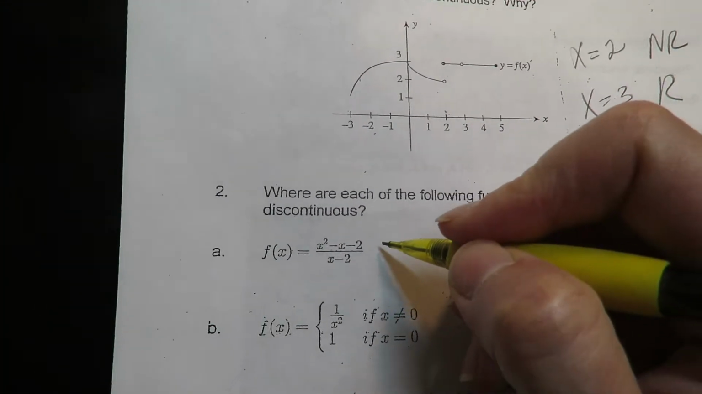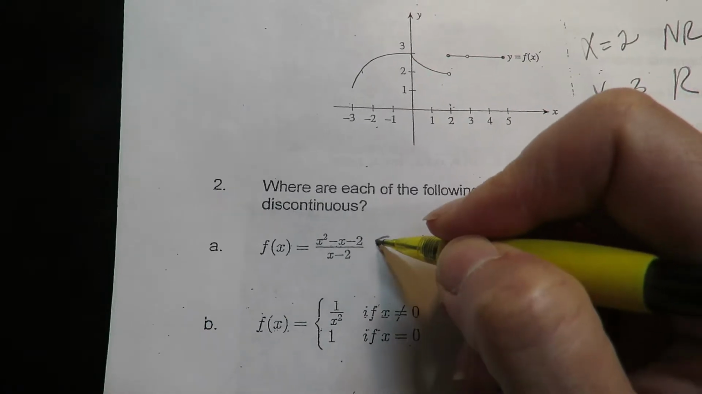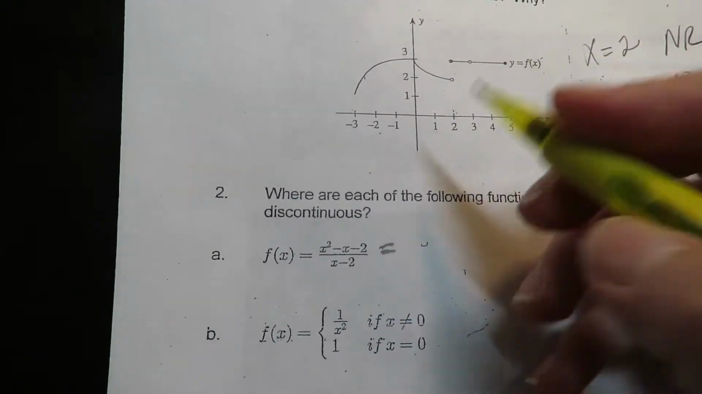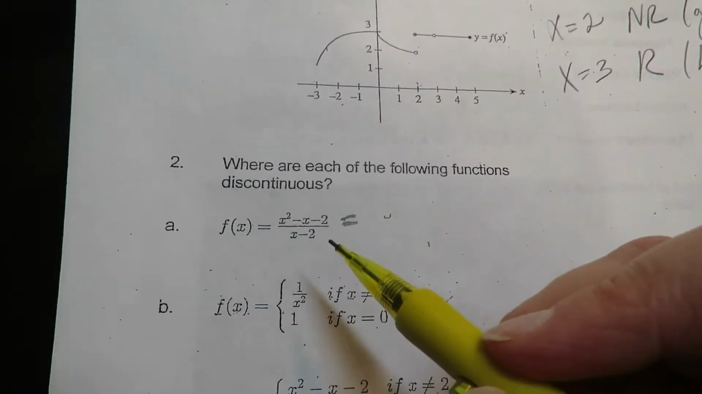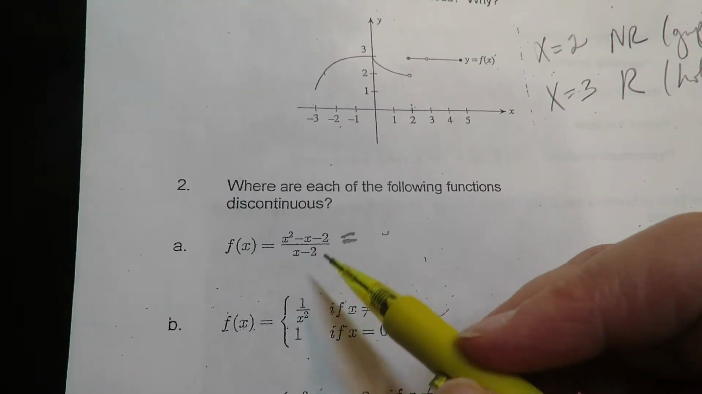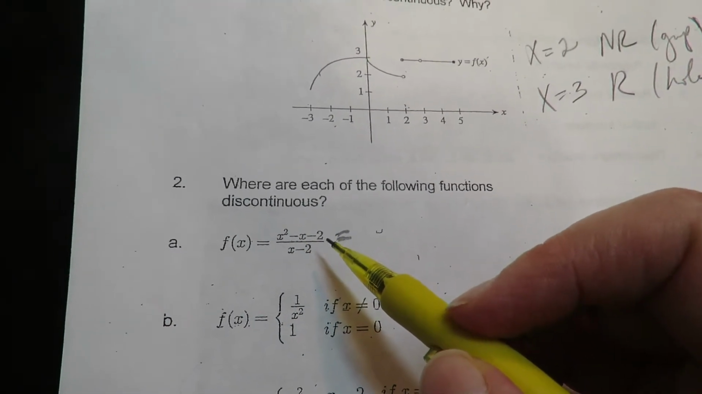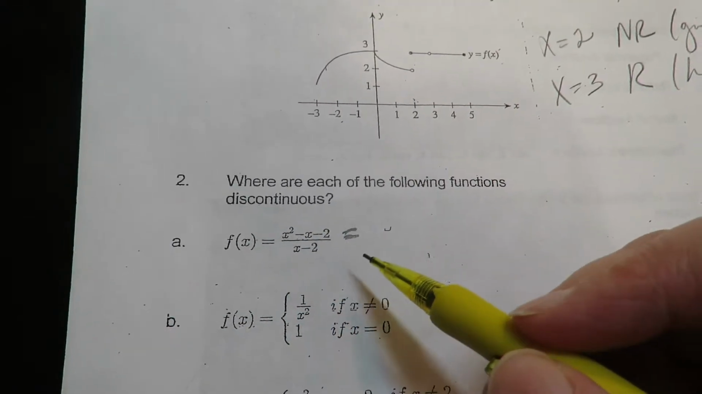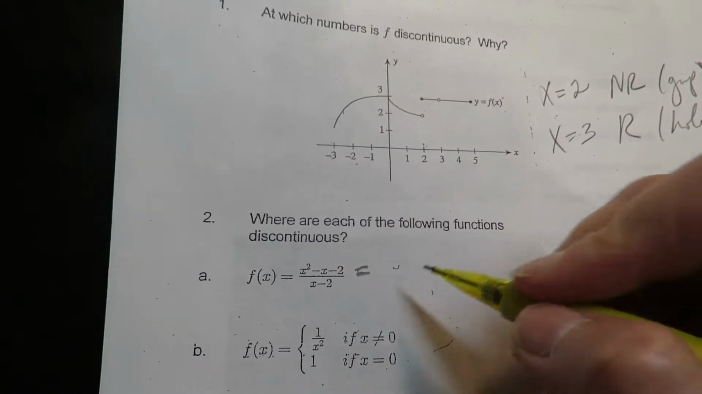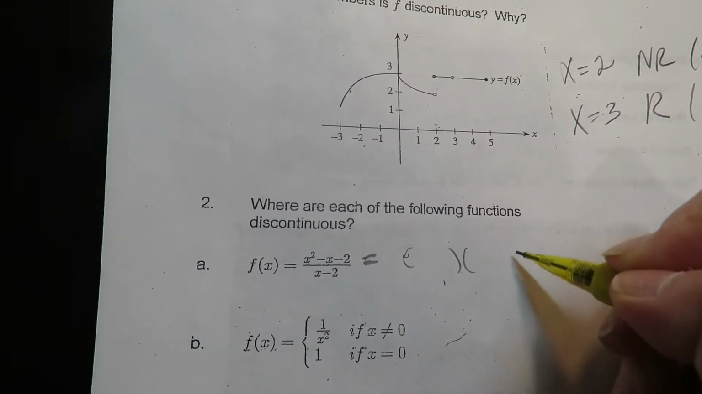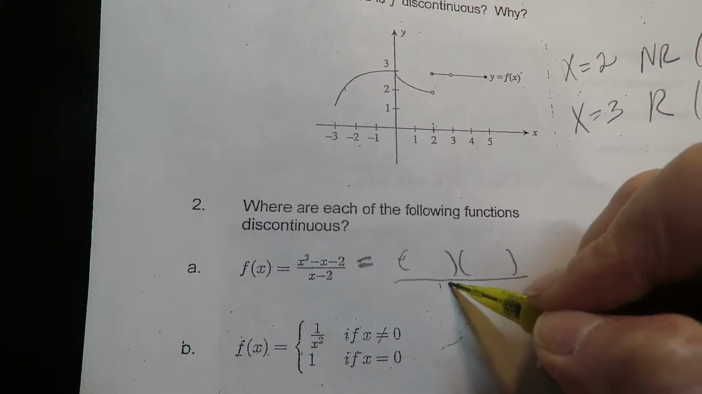All right, so now the first one, the idea for this one is you're basically looking at these and trying to figure out, does this have a hole? Does this have a gap? Does this have a vertical asymptote? Like what kind of problems does this have? Does it have a point? Stuff like that. So when I see this, my first inclination here is to factor it.